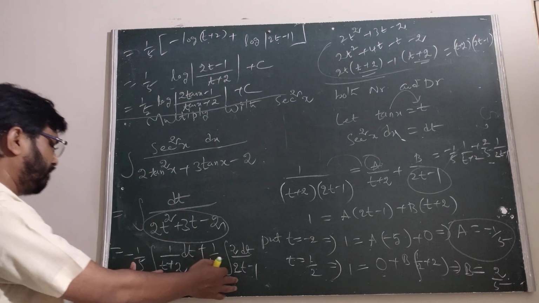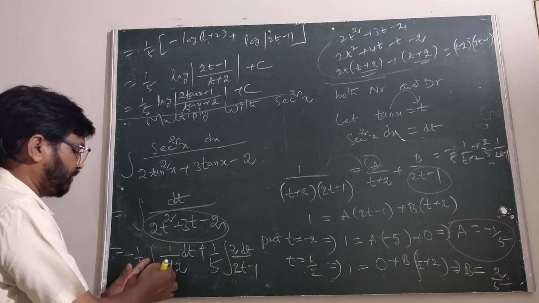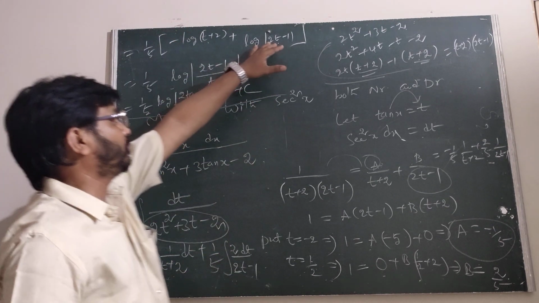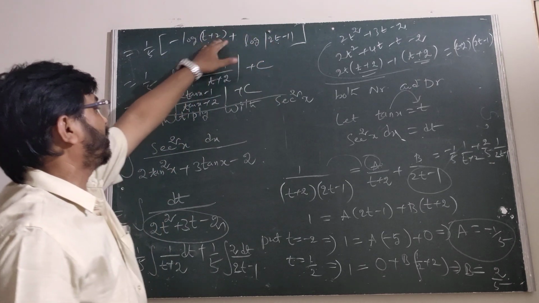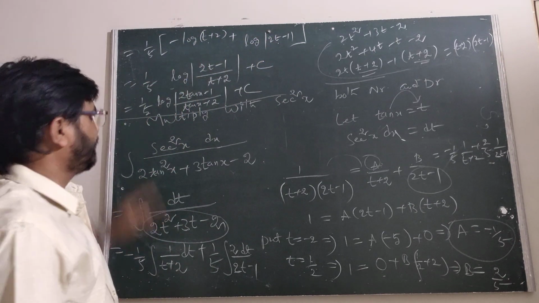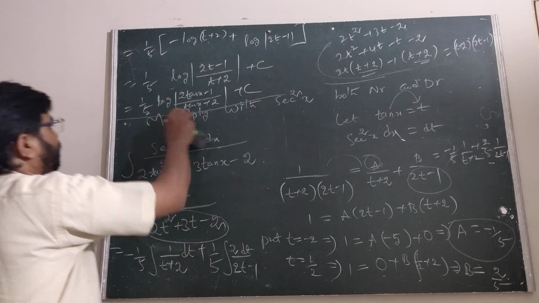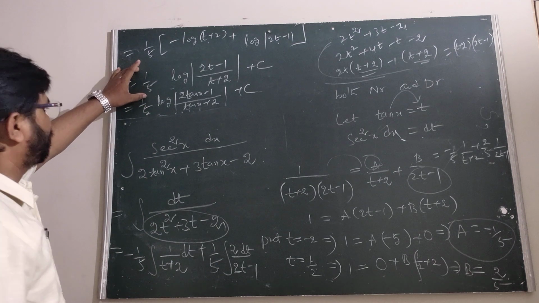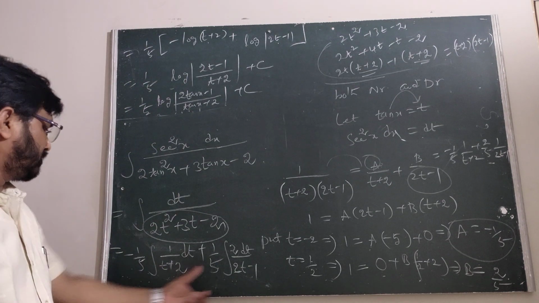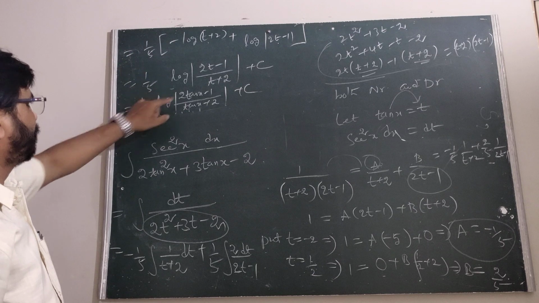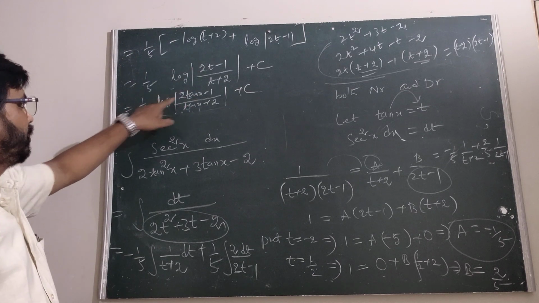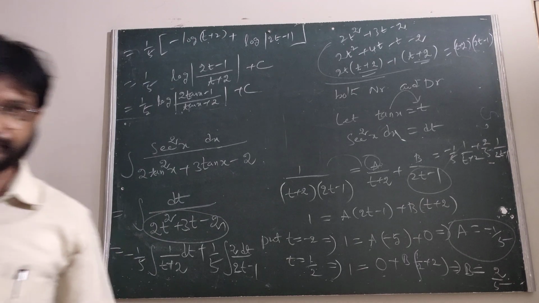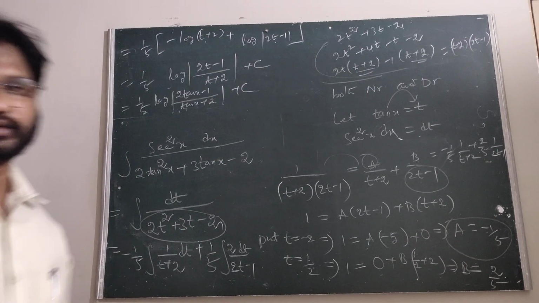After that, these two are compared with f dash of x by f of x is the log mod of f of x. Here also f dash of x by f of x is the log mod of f of x. Log a minus log b is the log of a by b, where t is tan x. We take 1 by 5 common. Therefore, with t as tan x, 1 by 5 log of 2 tan x minus 1 by tan x plus 2 is the answer. Is it okay?